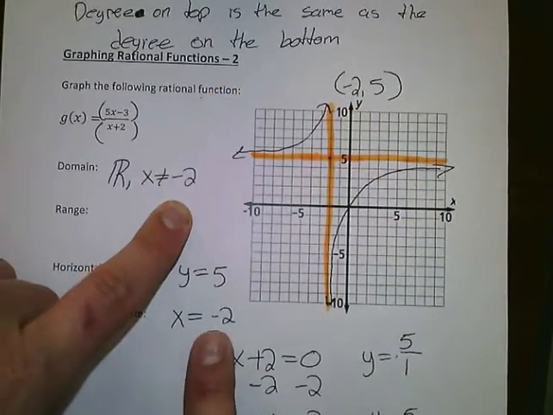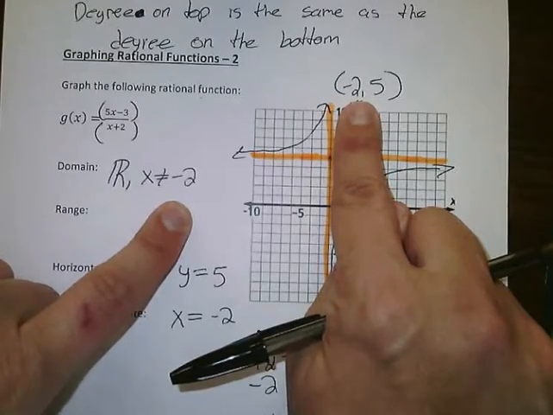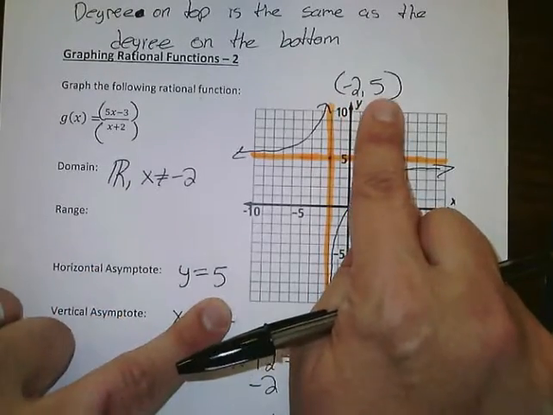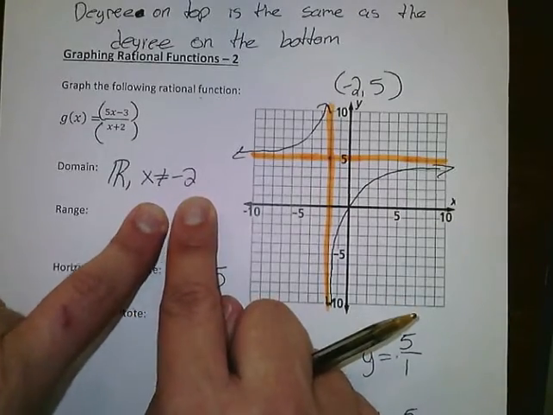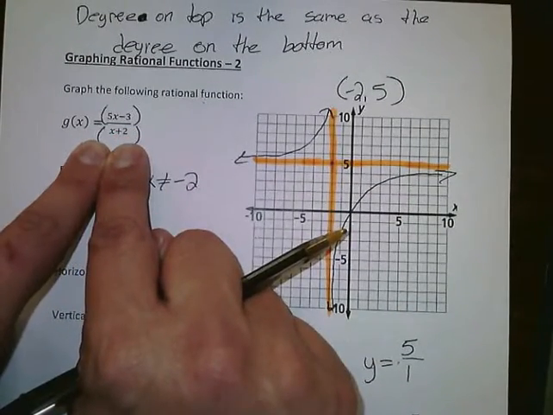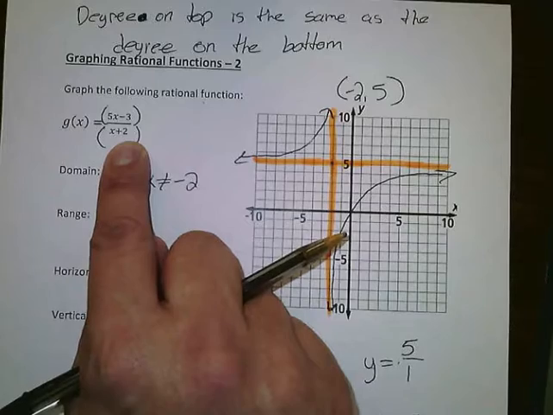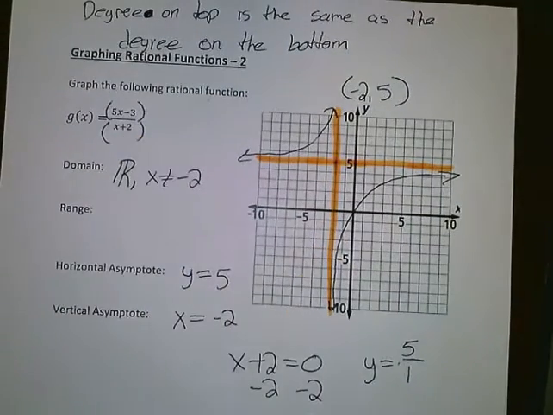Notice anything that deals with x deals with the x value of that center point. Anything that deals with y is going to deal with the y value of that center point. The reason we do not want to plug in -2 is if you plug in -2 into this function, in the denominator, that's going to simplify to a 0, and we do not want to divide by 0.